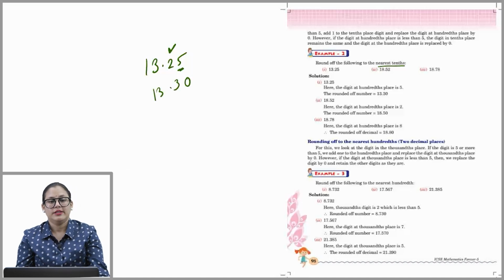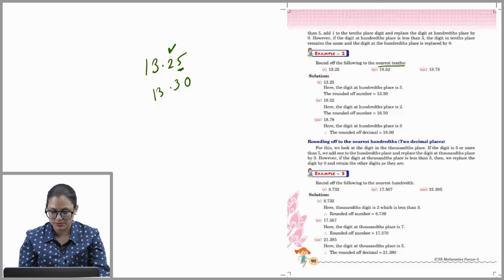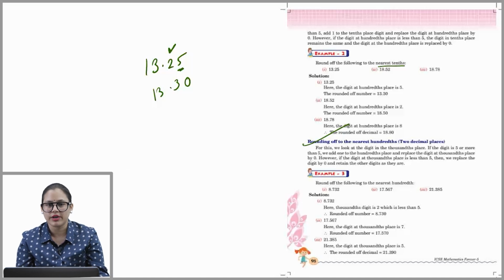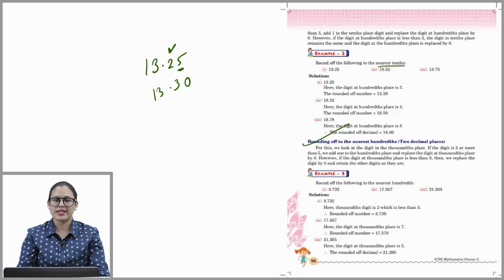Okay. Next, rounding off to the nearest hundredths, that is 2 decimal places. For this, we look at the digit in the thousandths place. If the digit is 5 or more than 5, we add 1 to the 100th place and replace the digit at thousandths place by 0. However, if the digit at thousandths place is less than 5, then we replace the digit by 0 and retain the other digits as they are.